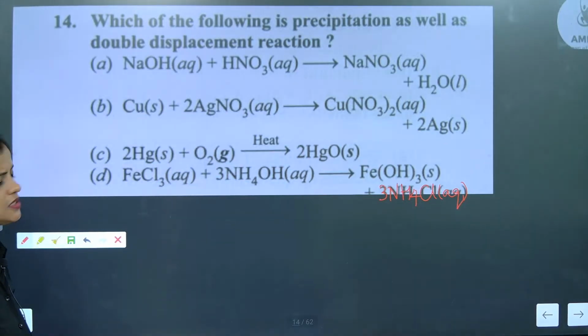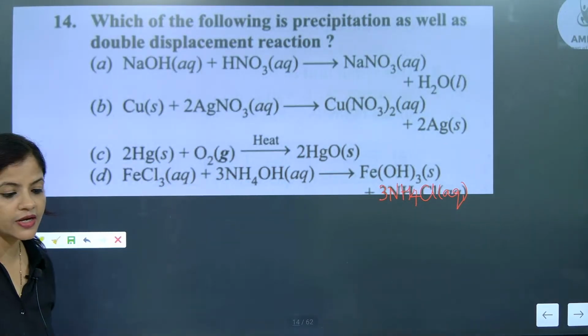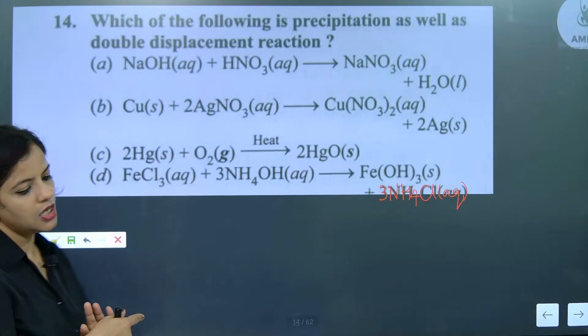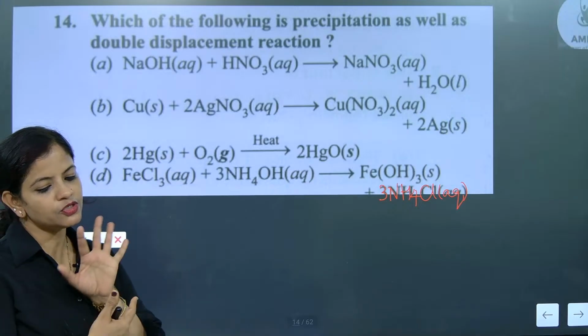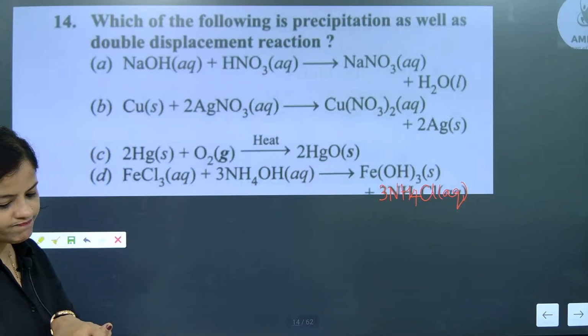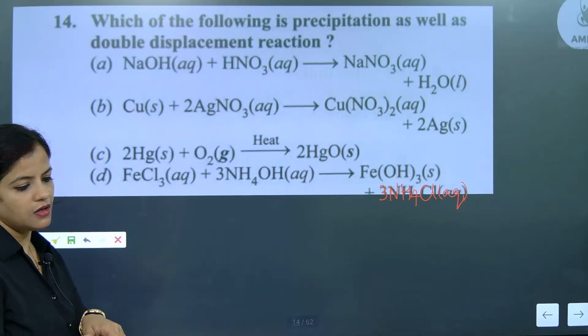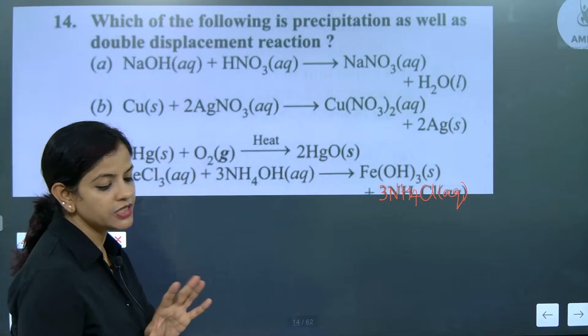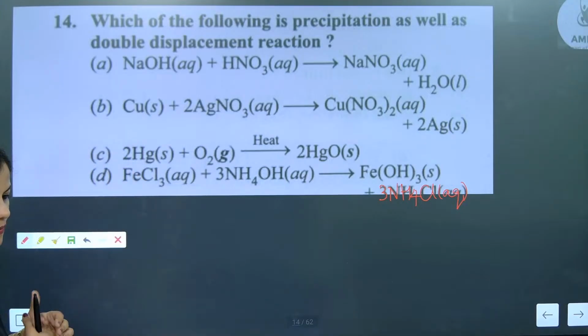Can you say me this answer, please? Which one is the correct one? The question is precipitation as well as double displacement reaction. It should be a double displacement reaction also. It should be a precipitation reaction. The option is D. Okay. Can you tell me the color? If you will be able to say the color. What is the color here?